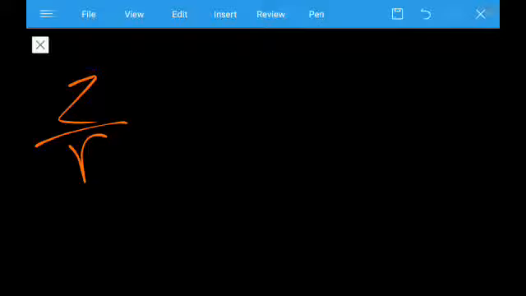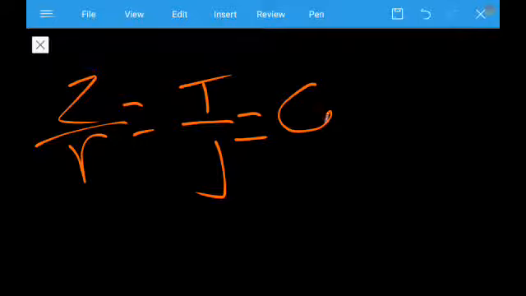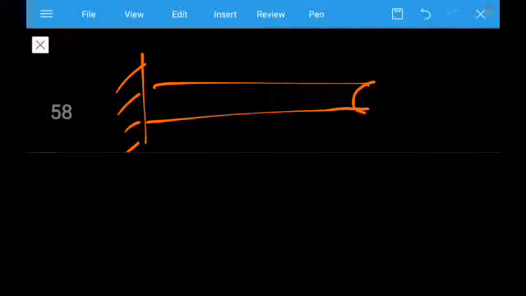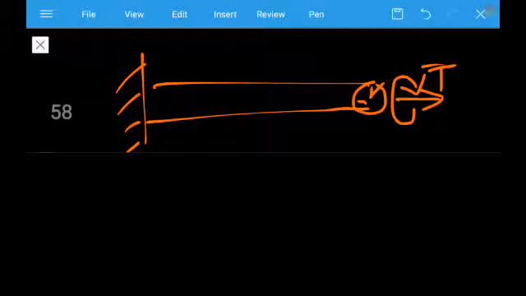Here tau upon r is T upon J is G theta upon L. This is the shaft, the z-axis, and this is the torsion acting with the angle of rotation theta.